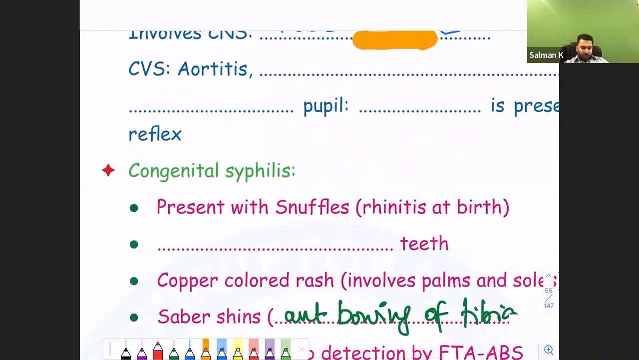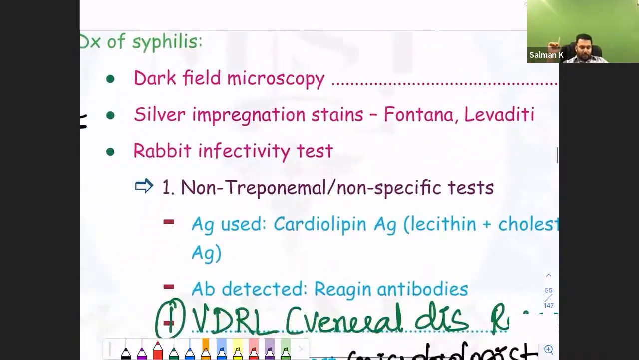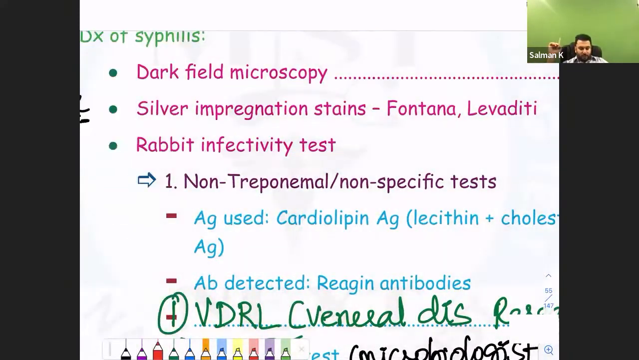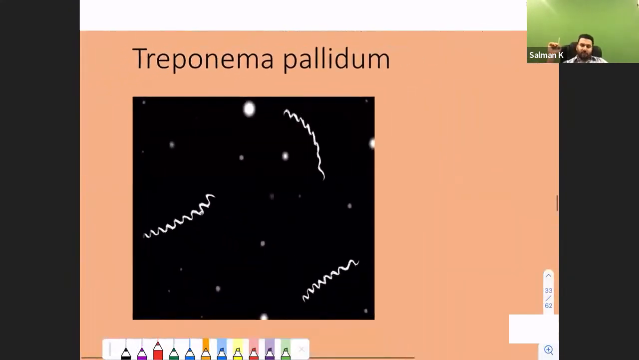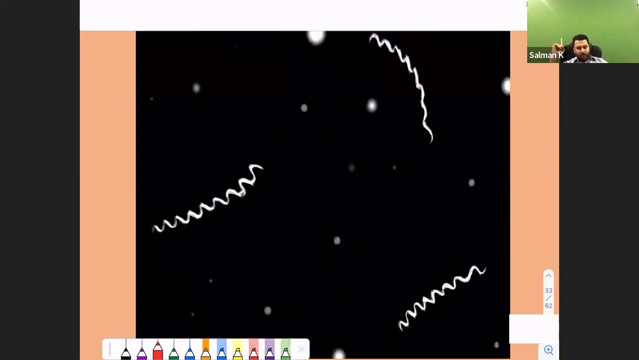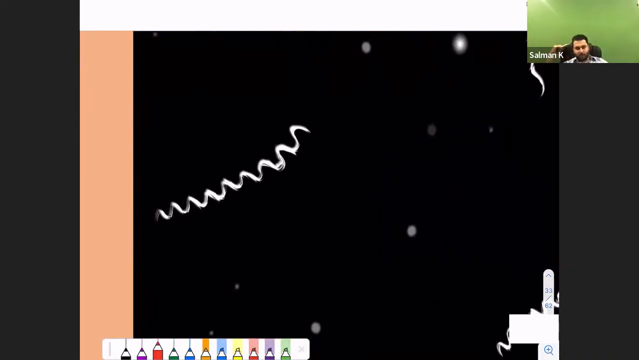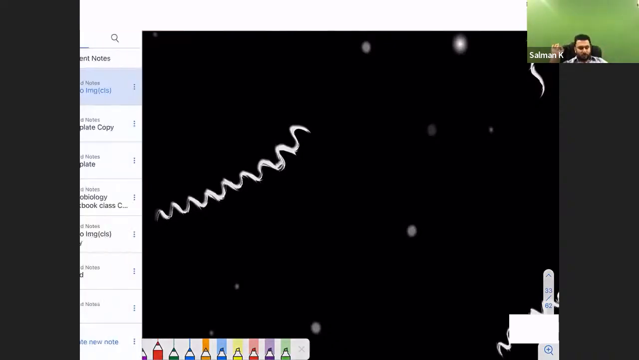Next, hopefully you remember the name of the special pupil here, Argyll Robertson pupil. Okay. Now, how to diagnose this? You should all know this picture for sure properly. This is the dark field microscope. Without adding any stain, it produces a dark background. That is Treponema pallidum. Not just Treponema, any of the spirochetes we can actually see on this. Dark field microscopy. Since you see the organism is spiral, they're called as spirochetes. They produce corkscrew motility.